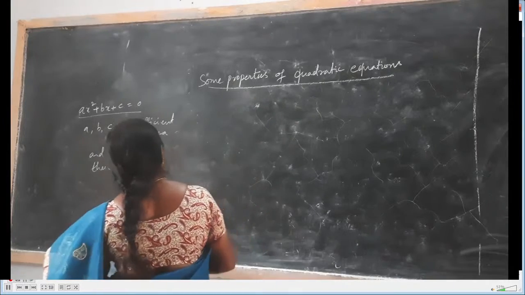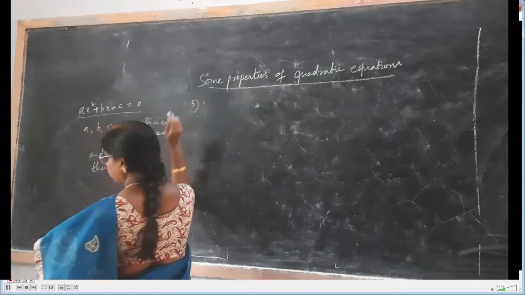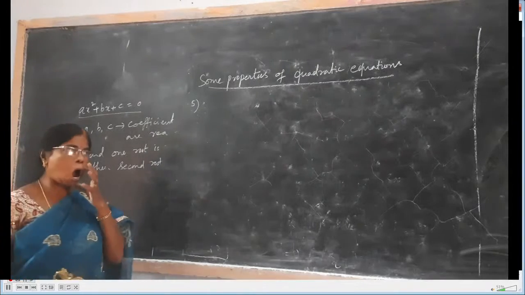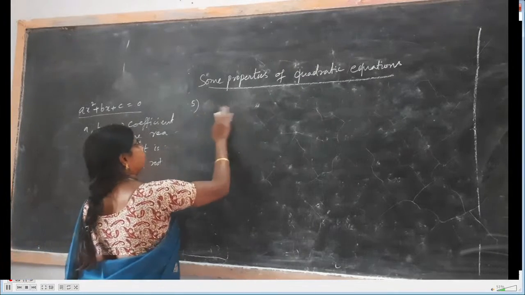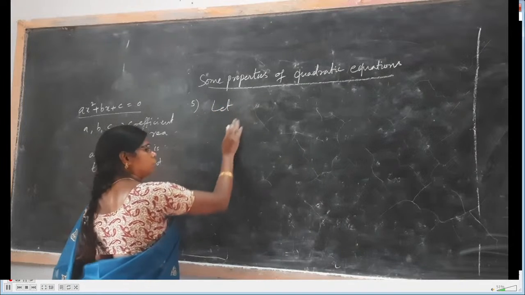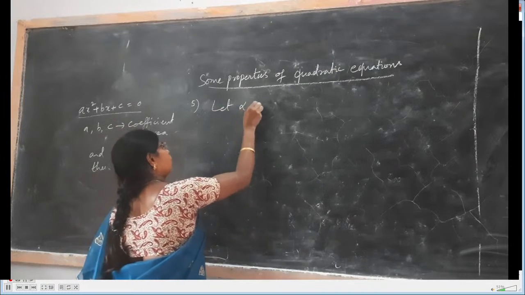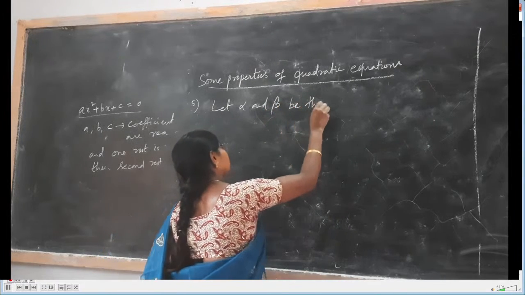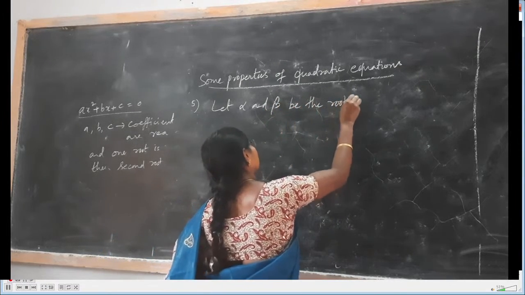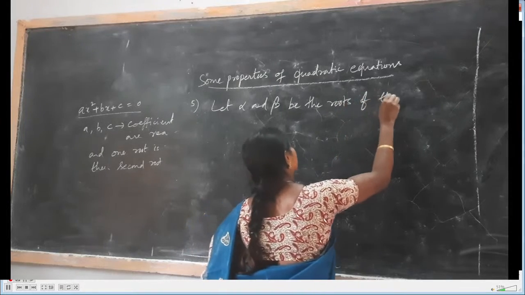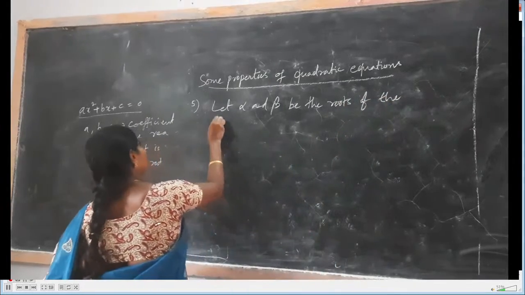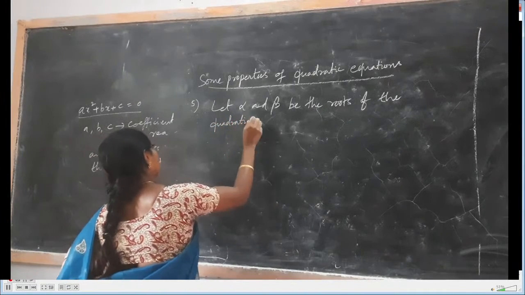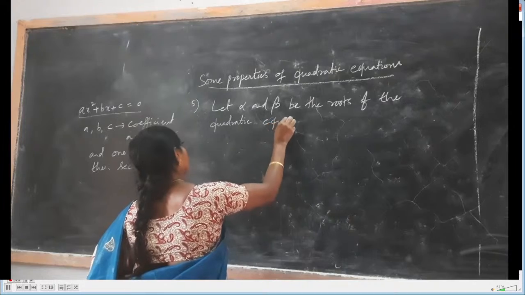Okay, fifth one. Let alpha and beta be the roots of the quadratic equation.